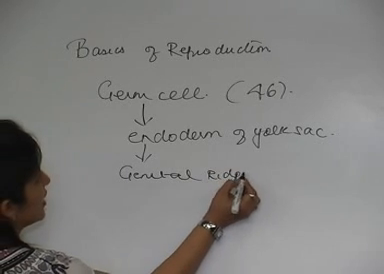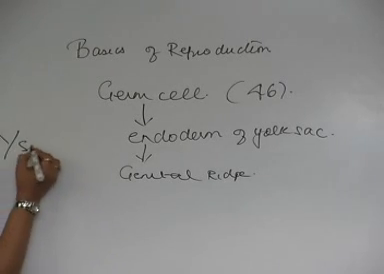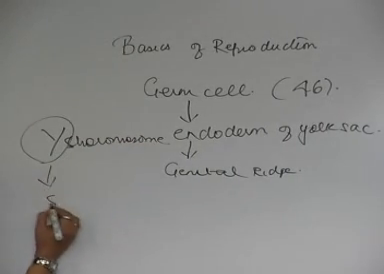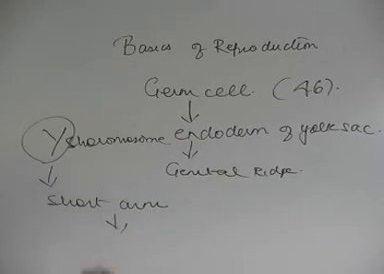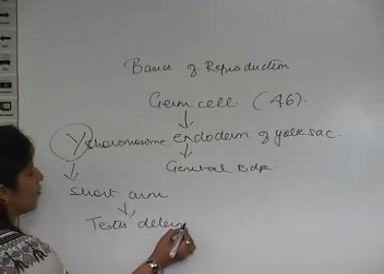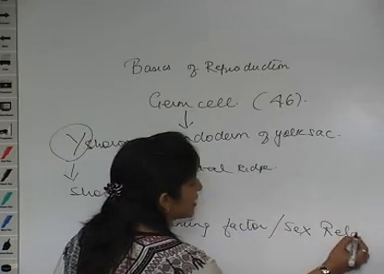Initially, germ cells are bipotential in nature. That means they can either differentiate into male germ cells or female germ cells. This ability, whether they are going to differentiate into male or female germ cells, that means the sex of the baby, is decided by the Y chromosome. On the short arm of the Y chromosome there is a region which is called the testis determining factor, or the sex related region.